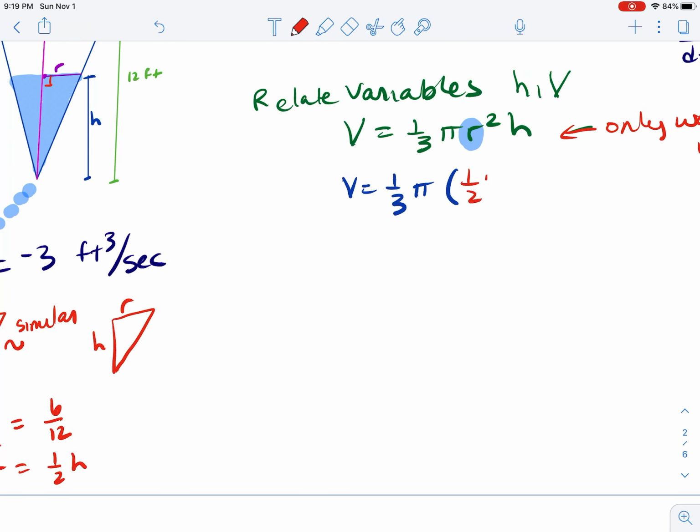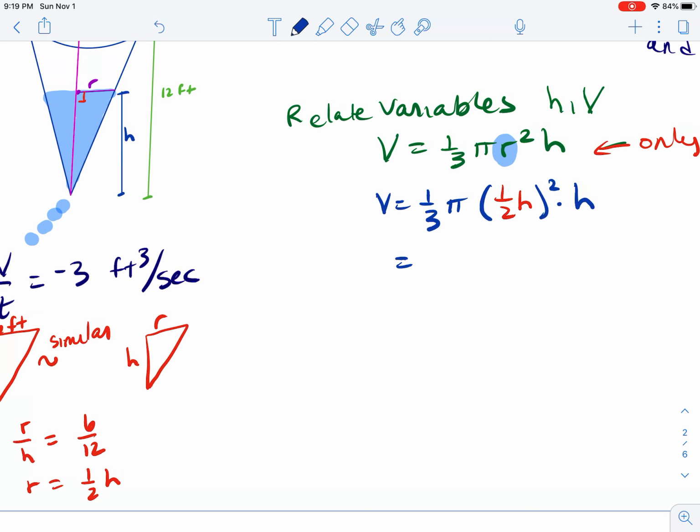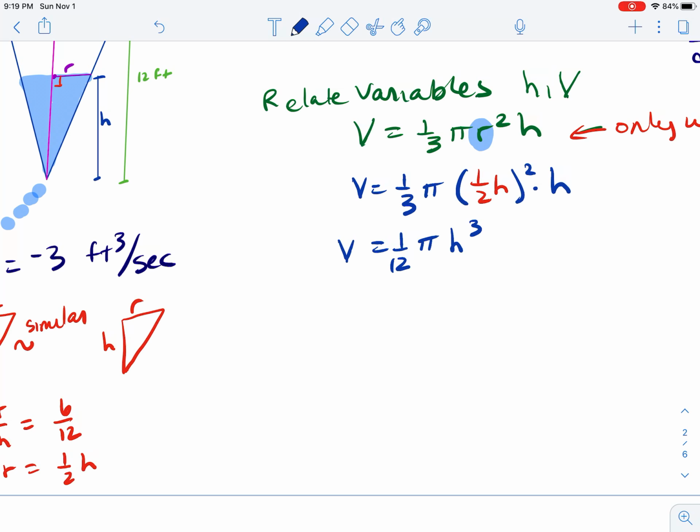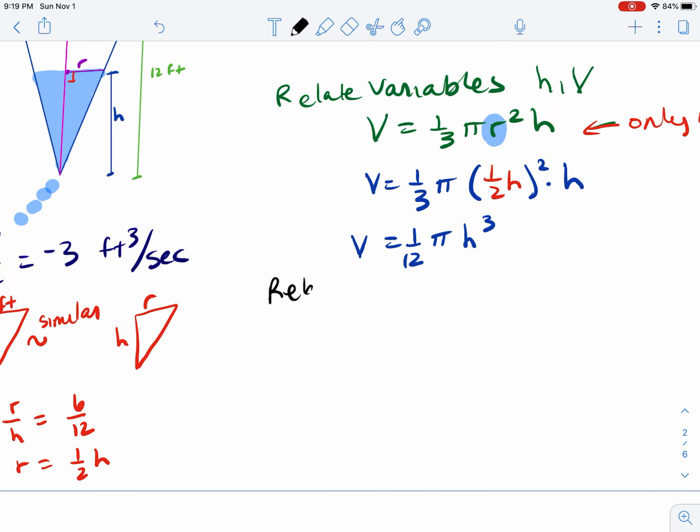So here I go doing that. My volume is 1/3 pi, and I'm going to substitute my 1/2 h squared times h. And in simplifying that, 1/3 times 1/2 times 1/2 is going to be 1/12. And I have h squared, but h squared times h is h cubed. So now I have an equation that is completely in v and h, and I have related my variables h and v. Now it's time to relate my rates.